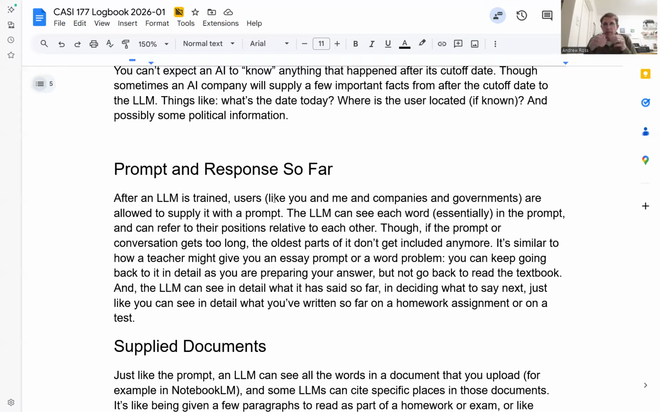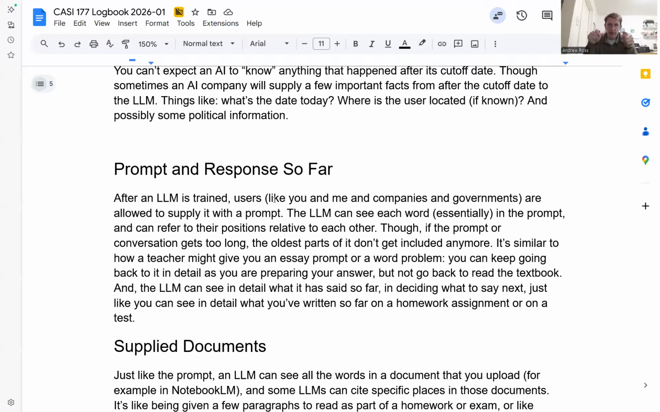It's kind of similar to how a teacher might give you an essay prompt or a word problem in an exam or a homework. It's there in front of you. You can keep going back and reading it to see exactly what the professor said. But you can't go back and read the textbook that you were supposed to be reading last month, right? That's kind of more a part of the training data.